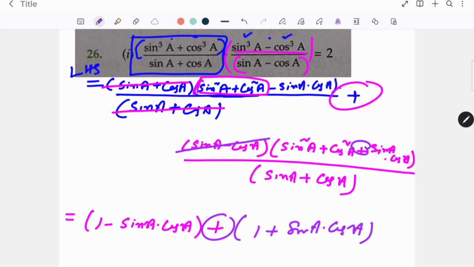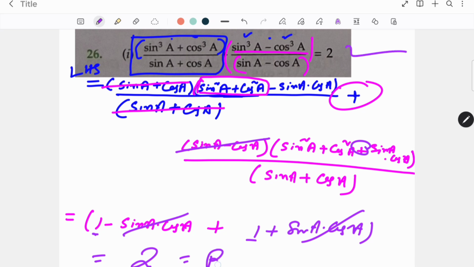Now here the middle plus sign is there, so if you remove this bracket, what we'll get easily, this plus and minus sin a cos a will get cancelled, so we're left with 1 and 1, both are positive, so 2, and that is your RHS, so we got the RHS. Hope you understood. Let's see the next one.